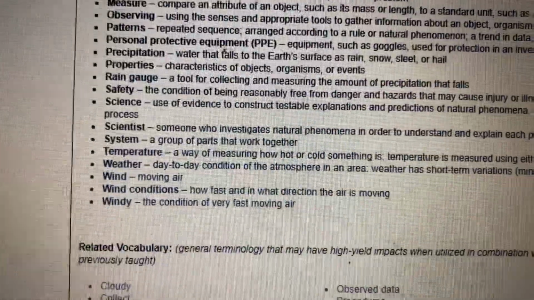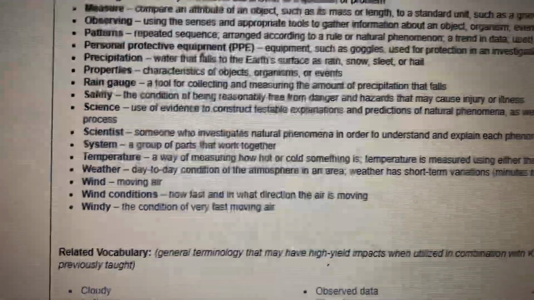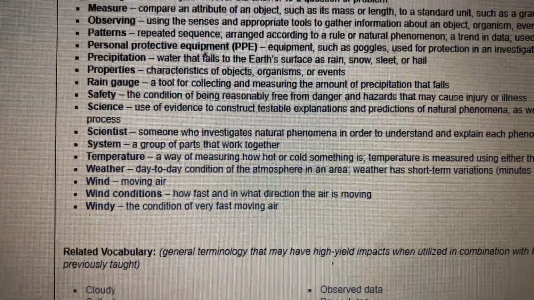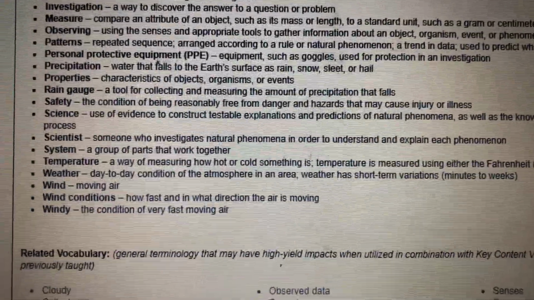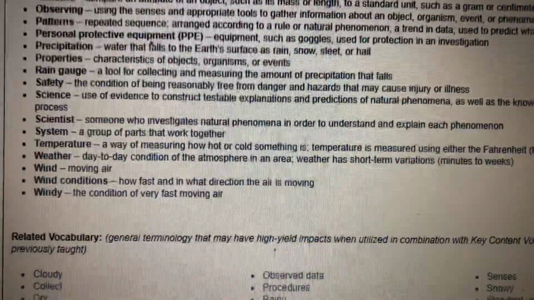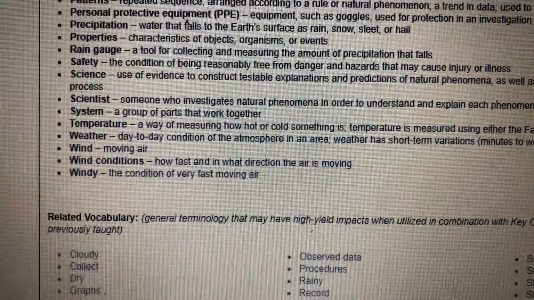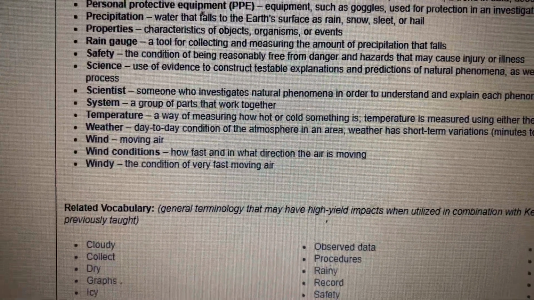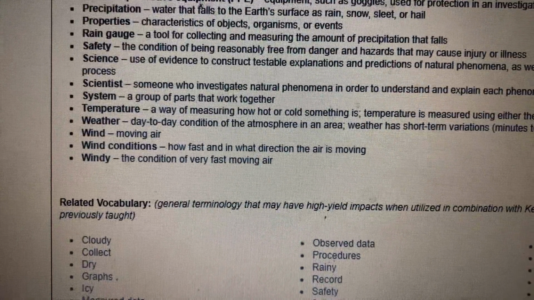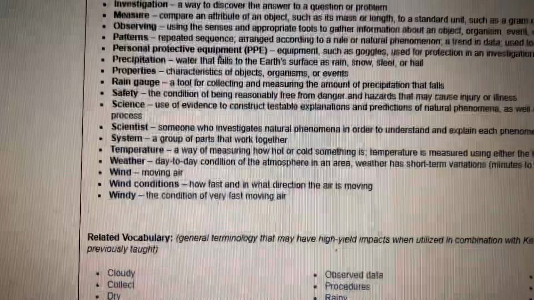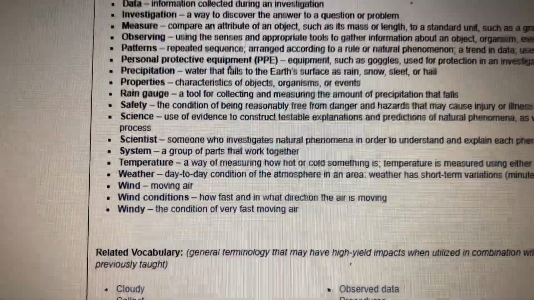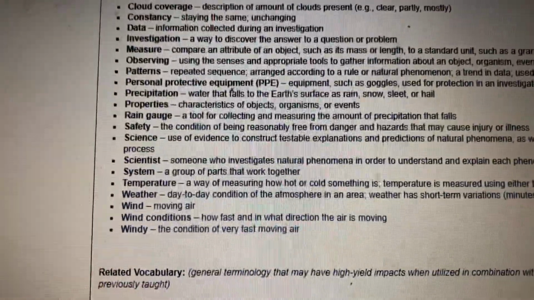That's what we're looking for. Someone who investigates natural phenomena in order to understand and explain the phenomena. System, temperature, weather, wind conditions, and windy. All this is related to our first chapter, which is, what is a scientist?